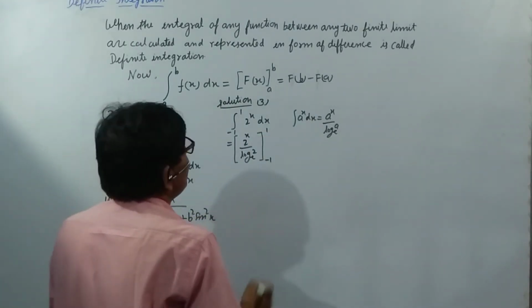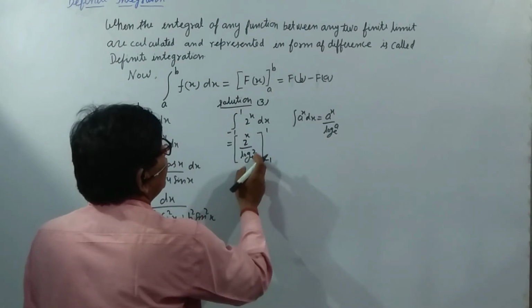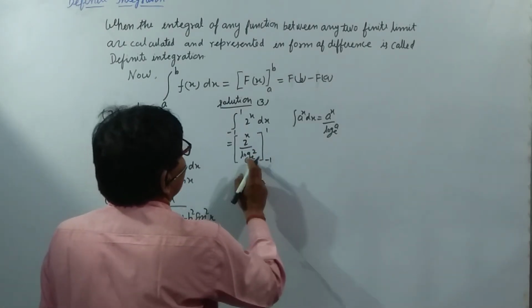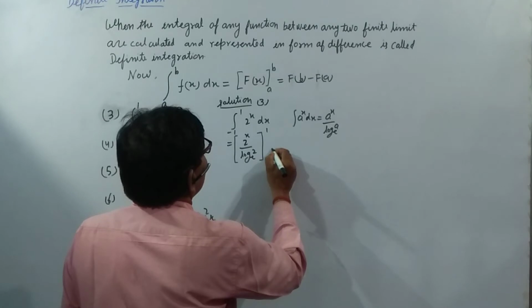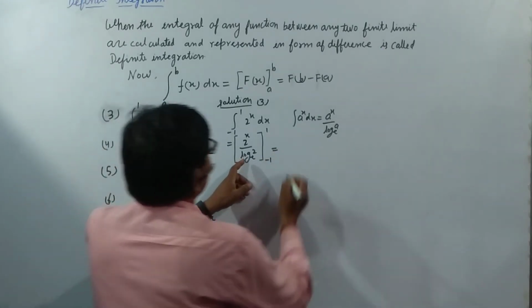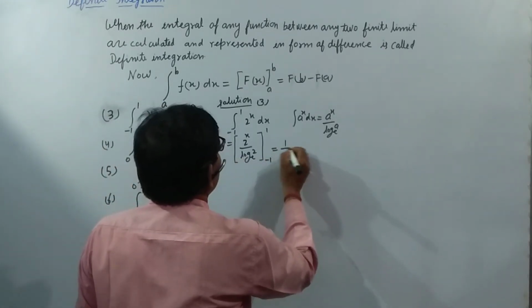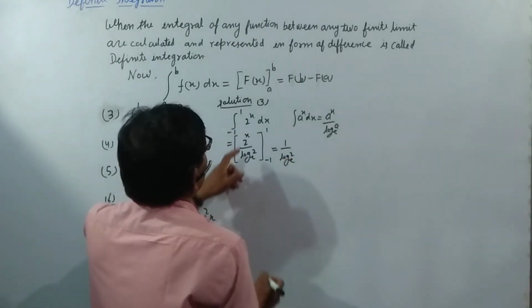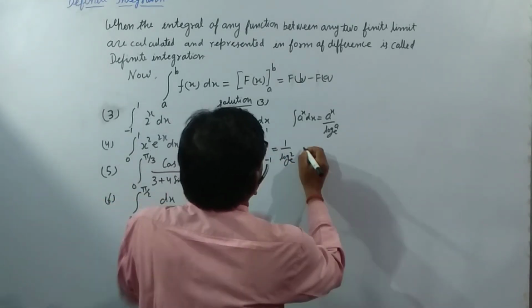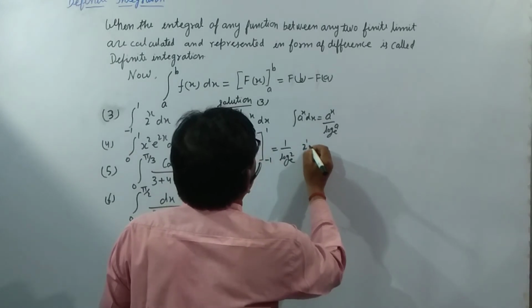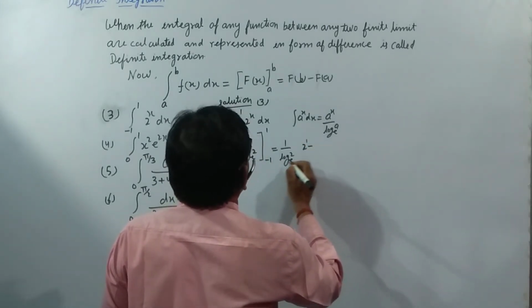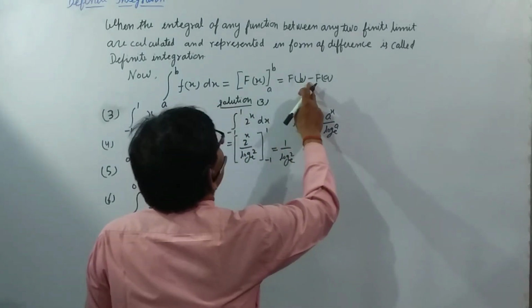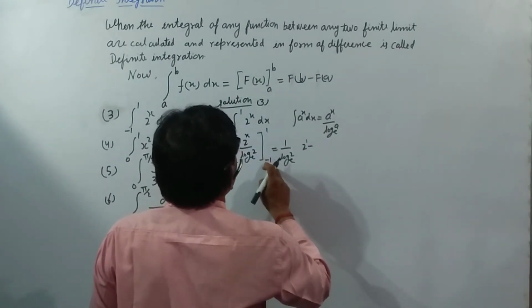Now this is a constant term, so this will be equal to 1 by log 2 base e, times 2 to the power 1 minus 2 to the power minus 1.